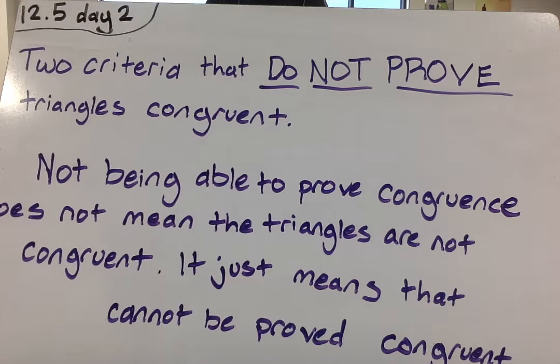Hello students, today we will be going over 12.5 day 2. There are two criteria that do not prove triangles congruent. They are angle, angle, angle.